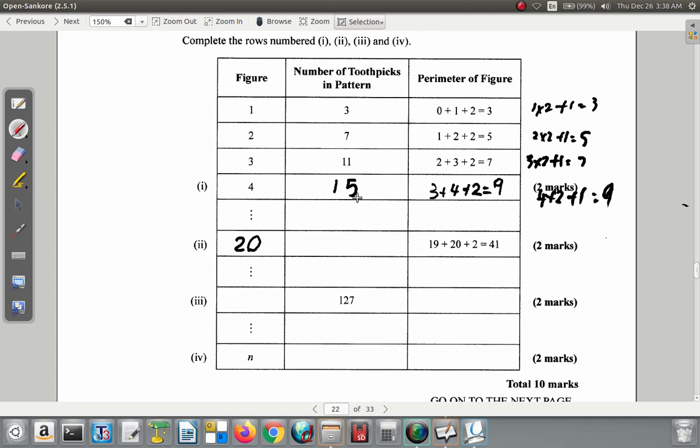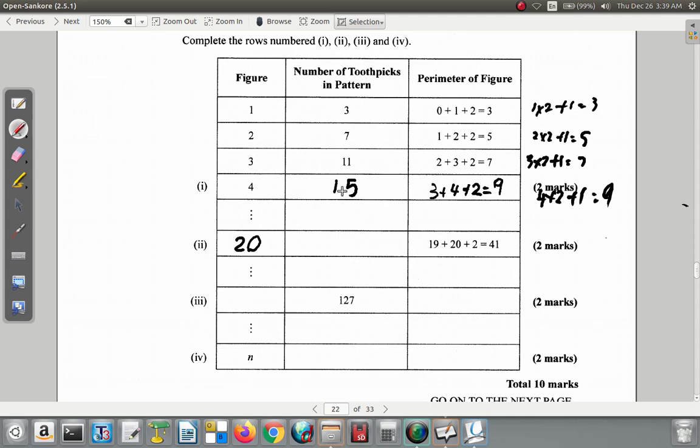Now, that's just another pattern I see, but what I want here is the number of toothpicks. So 3, 5, 7, 9. 3 plus 0 is 3. 5 and 2, 7. 7 and 3, 10. 10, 11, 12, 13, 14, 15. 9 and 6, 15. Let's see.